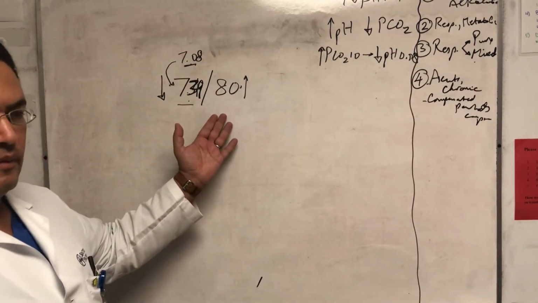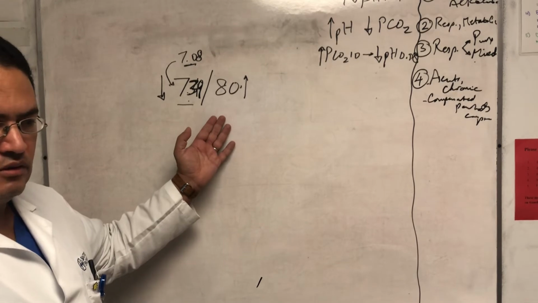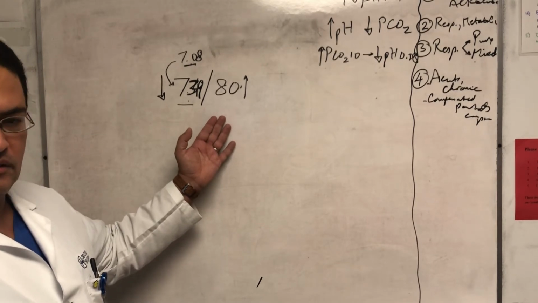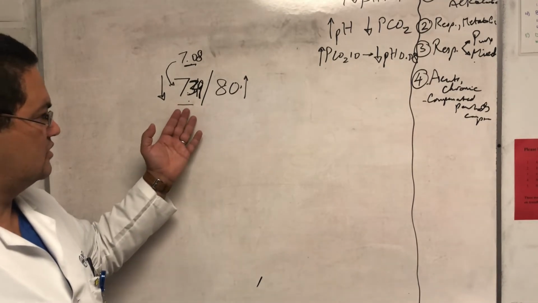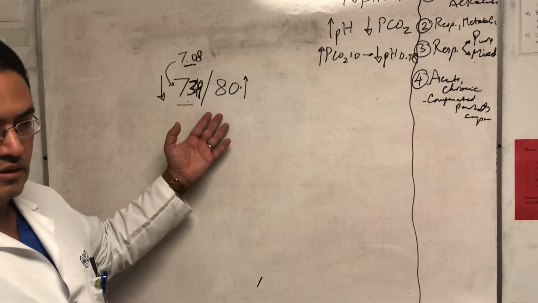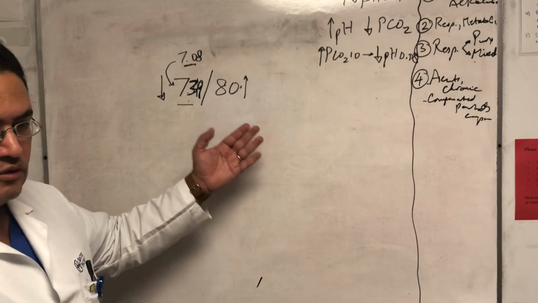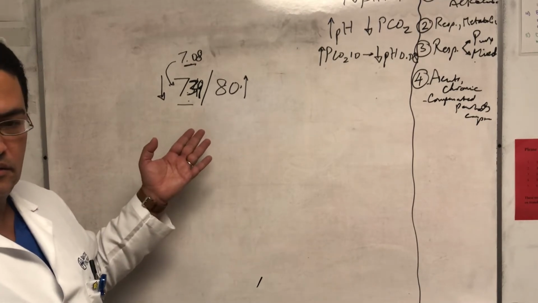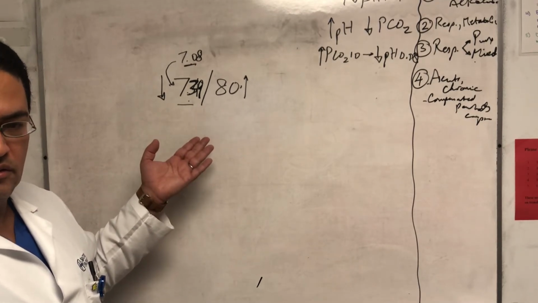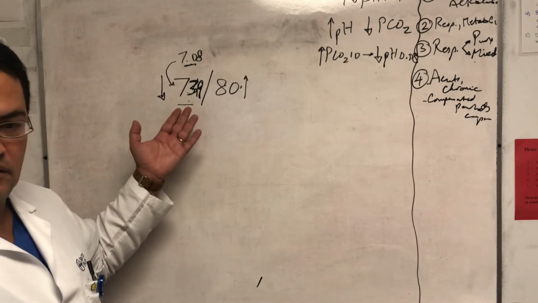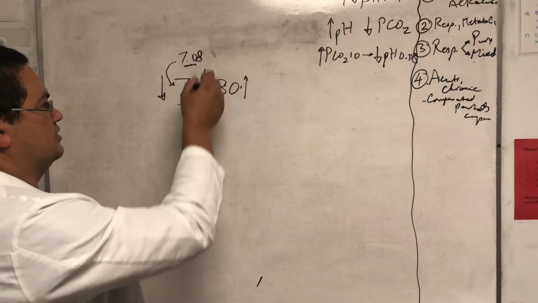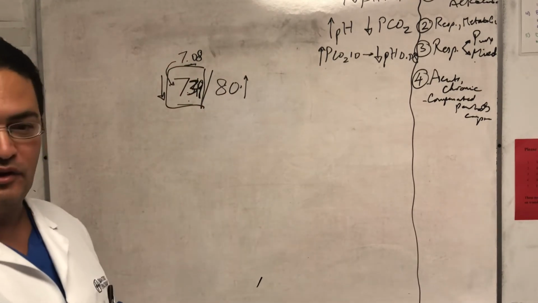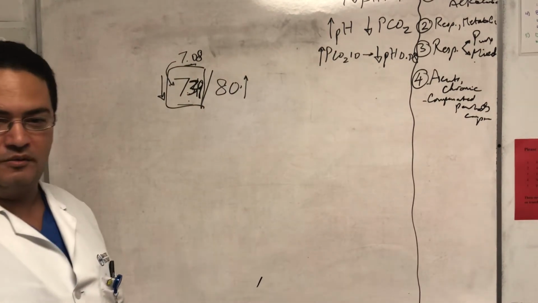Is it partially compensated or fully compensated? So we said this is acute. This is respiratory acidosis, right? But is it partially compensated or fully compensated? It's fully compensated, and that's very easy. You don't need to do formulas or anything. Just look at this number. Is it normal? Yeah, if it's normal, then it's fully compensated. If it's abnormal, then it's partially compensated.